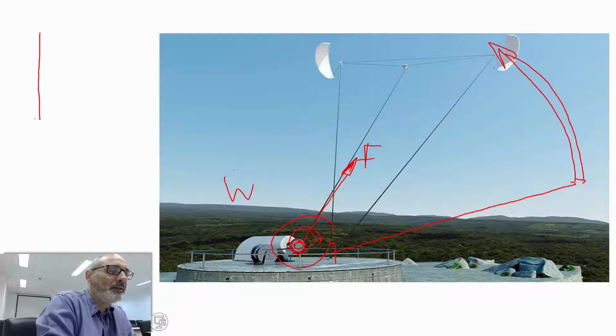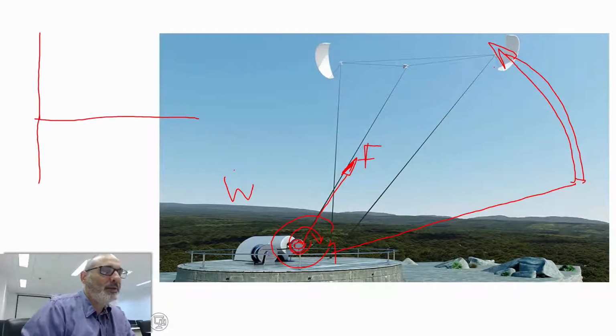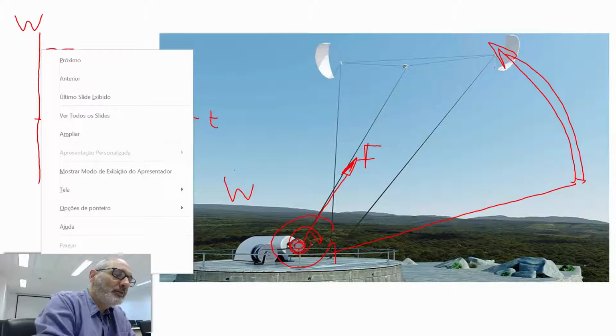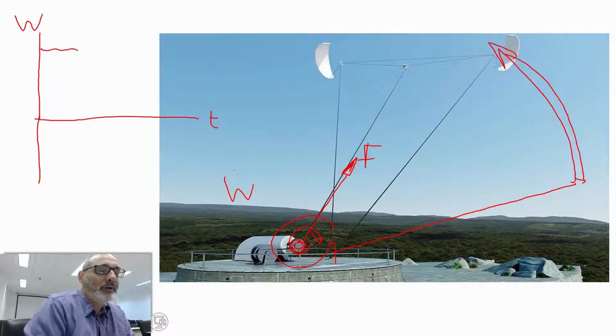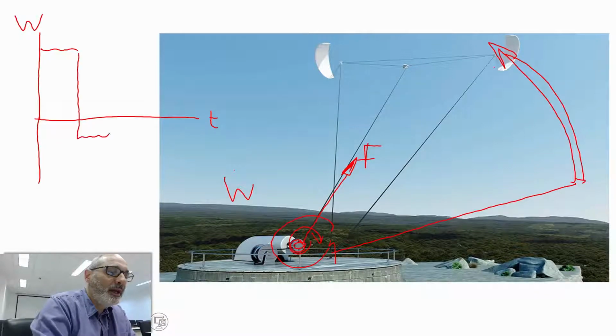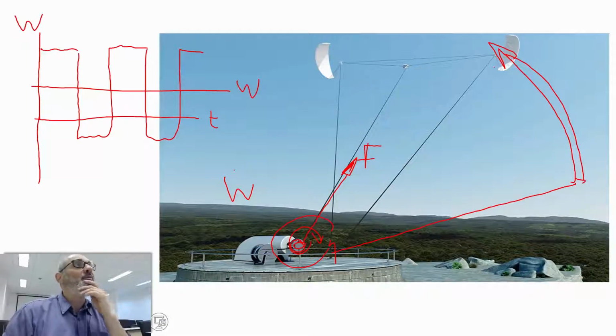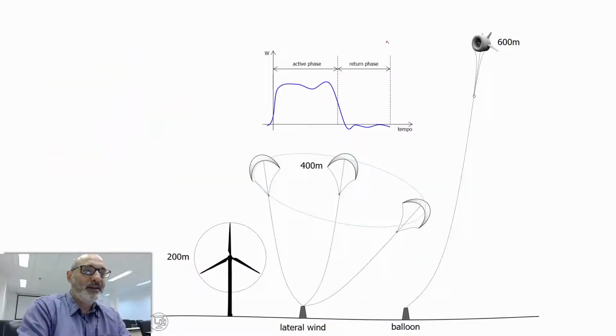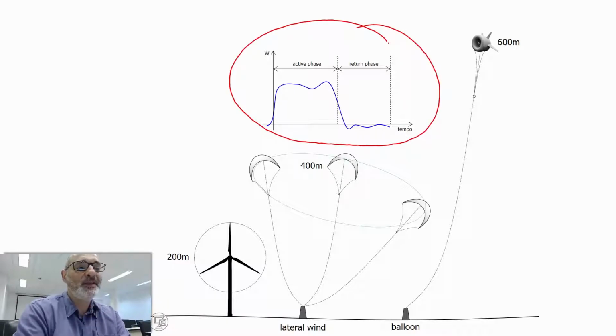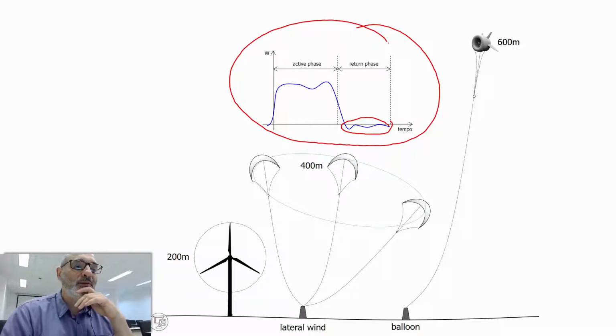So if you plot the power that you generate and the power that you spend over time, the idea is that you can generate power for a certain period of time, then you have to spend some power, then you generate again. You see that the average is positive, so you can generate some power from the system here. That's explained in this graph. You have an active phase in which you generate power, and a return phase in which you may or may not spend a significant amount of power. So that's a technology that is being tested.